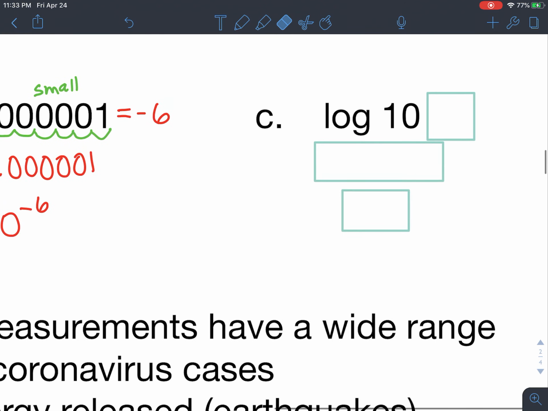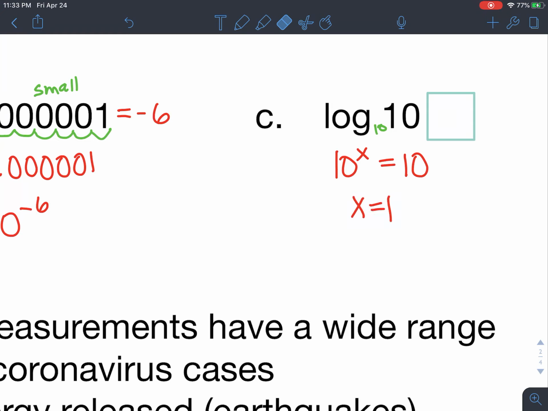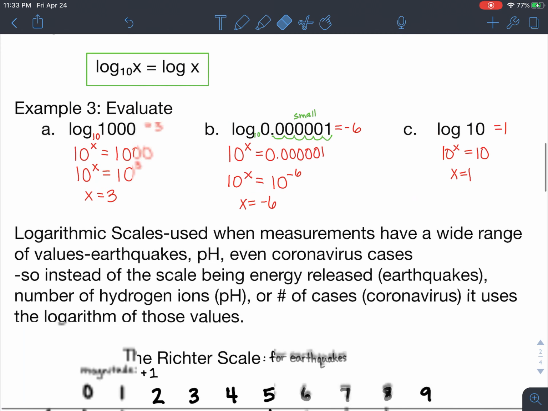Okay, let's come over here. Log of 10. So the base is 10. So 10 to what power is 10? 1. So log base 10 of 10 is 1, or just log 10 is 1. Okay.